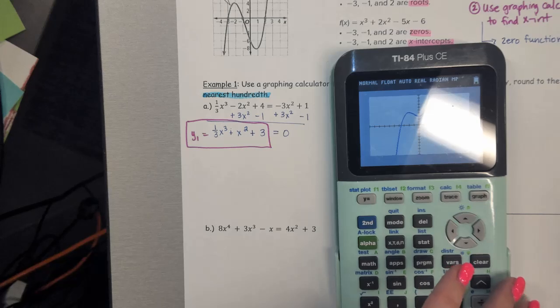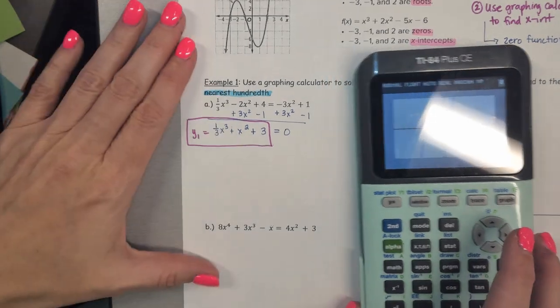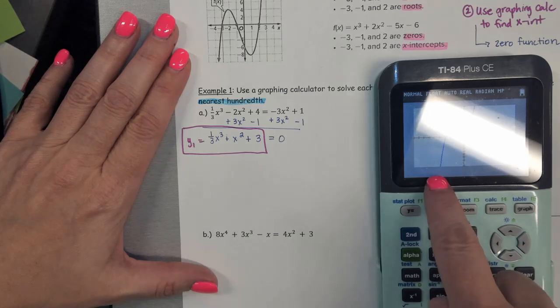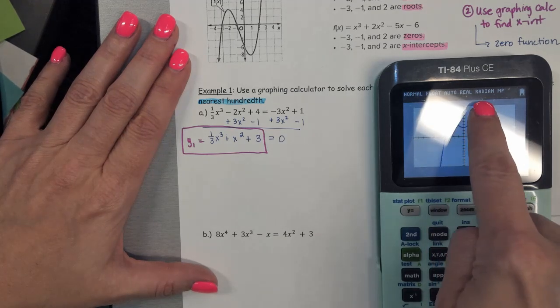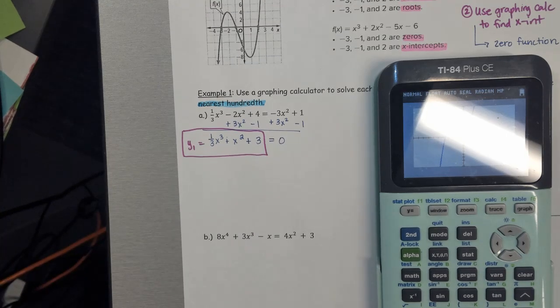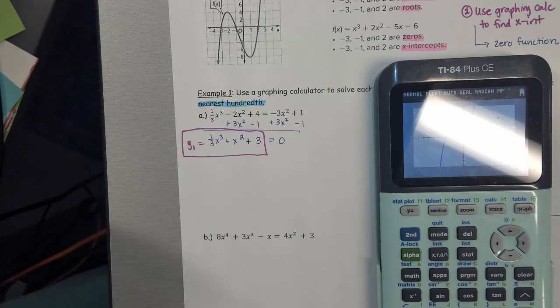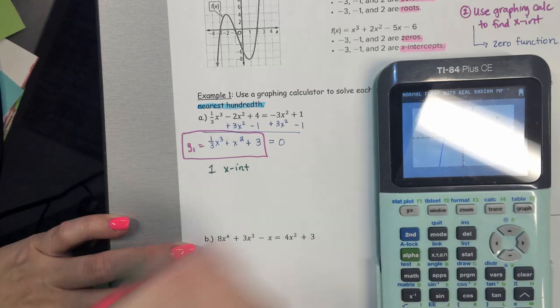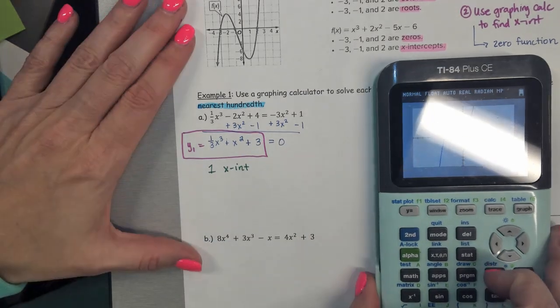Okay, and then we can see one x-intercept. This is going to keep going down on the left side, keep going up on the right side, because remember, if it's an odd function, what do the ends do? If it's an odd function, what do we know about the ends? They go in opposite directions. Yep. Okay, so we have one x-intercept.